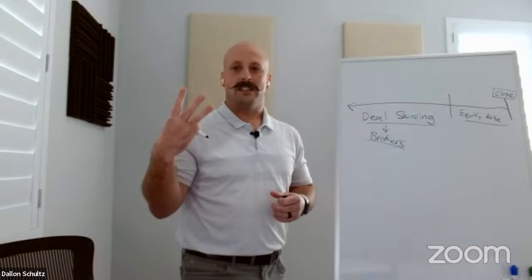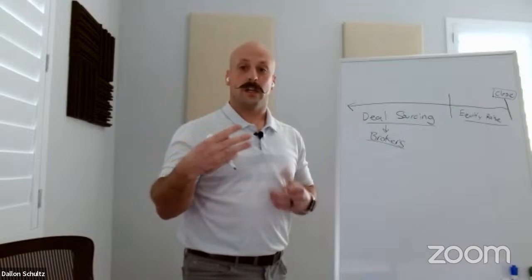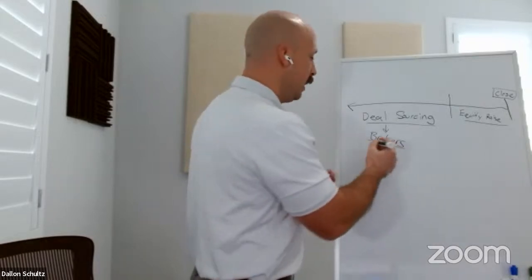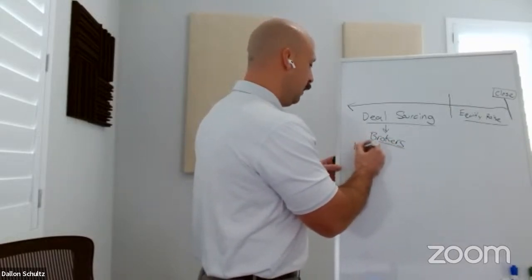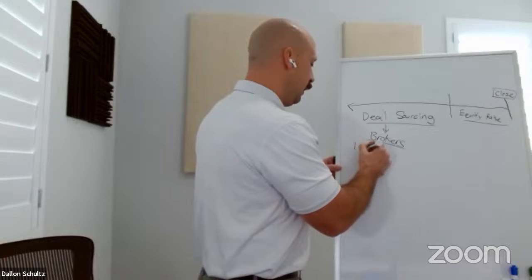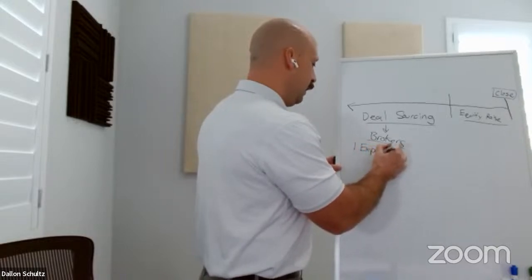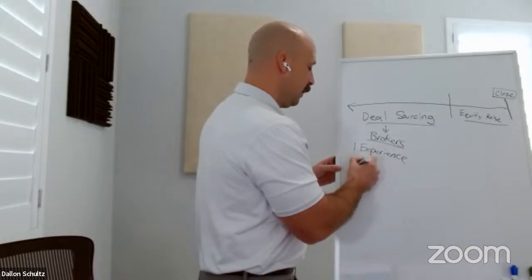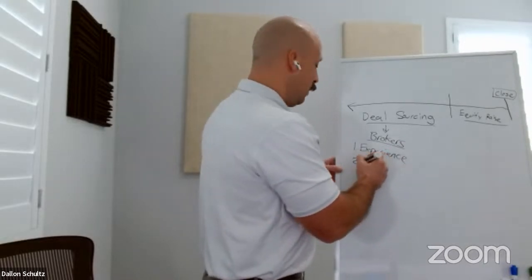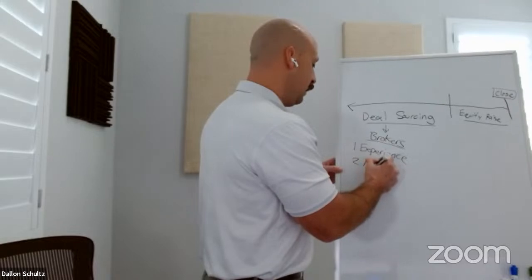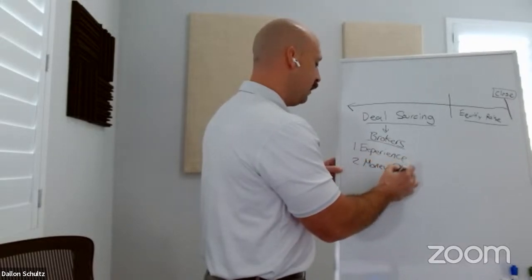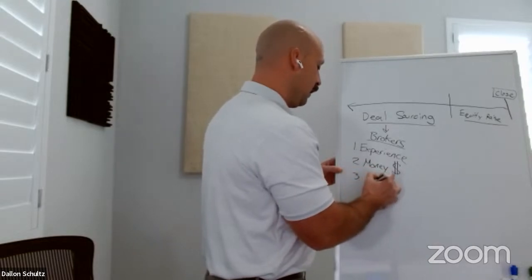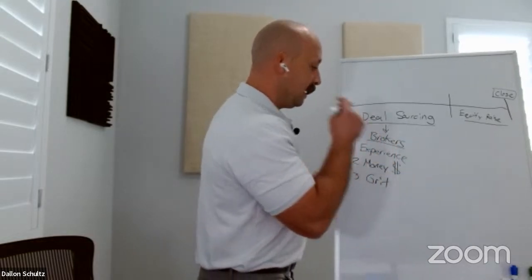And there are three things that brokers are really looking for, in my opinion, as an operator when you go in. Number one is experience, and we'll expand on these a little bit. Number two, money. And number three is grit.